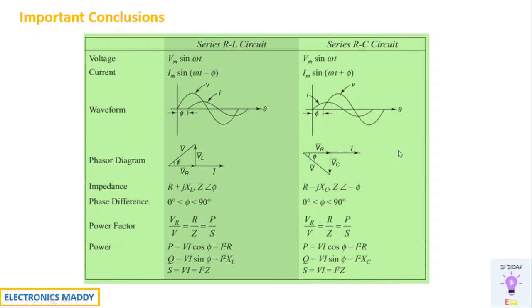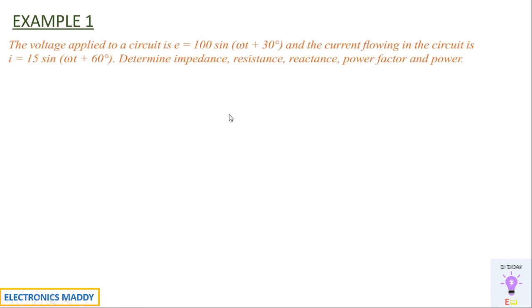So let's get started with the problems. Our first example is: the voltage applied to a circuit is given as this voltage equation, and the current flowing in the circuit is given by this particular one. So they've given the voltage equation, they've given the current equation. Determine impedance, resistance, reactance, power factor, and power. So they've asked us all these quantities to be found out.